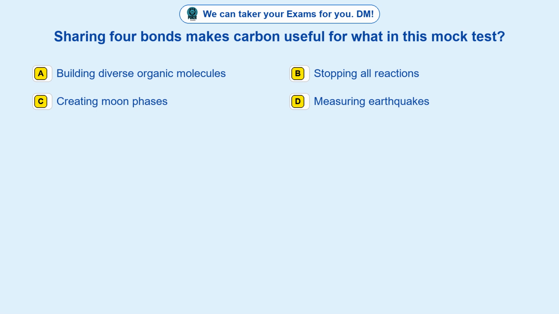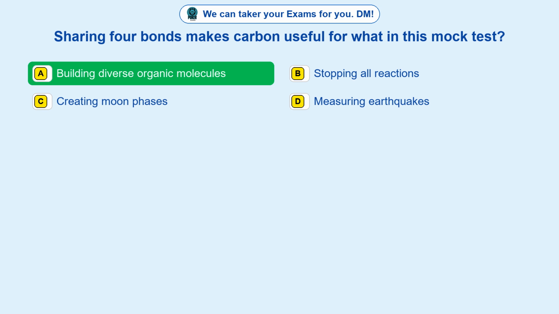Question 52. Sharing 4 bonds makes carbon useful for what in this mock test? Option A, building diverse organic molecules. Option B, stopping all reactions. Option C, creating moon phases. Option D, measuring earthquakes. The correct answer is option A.